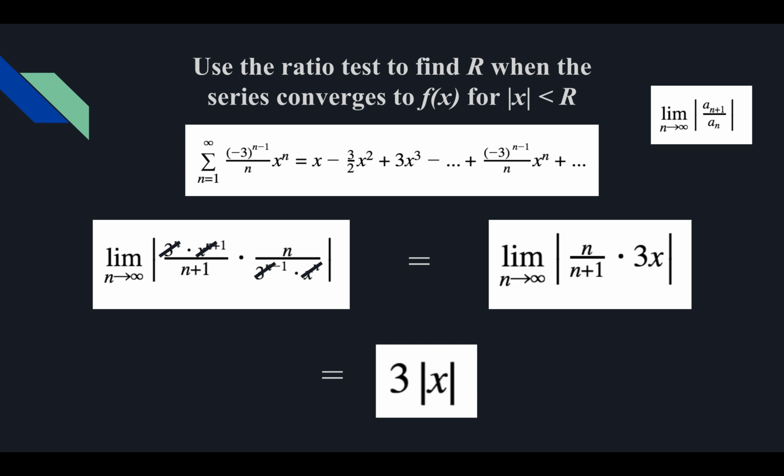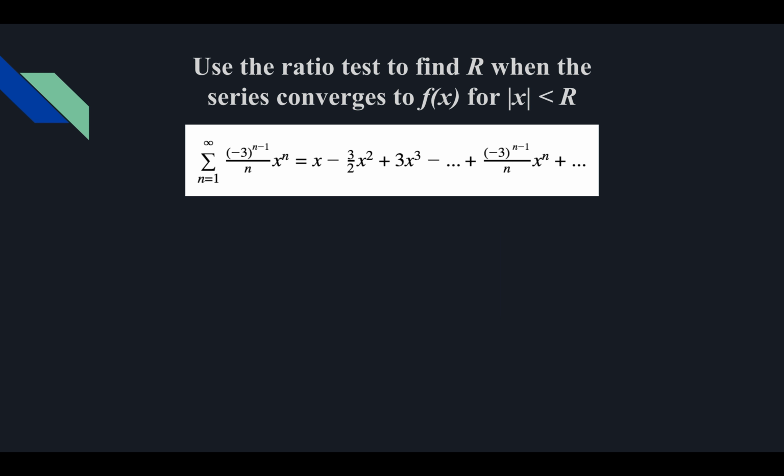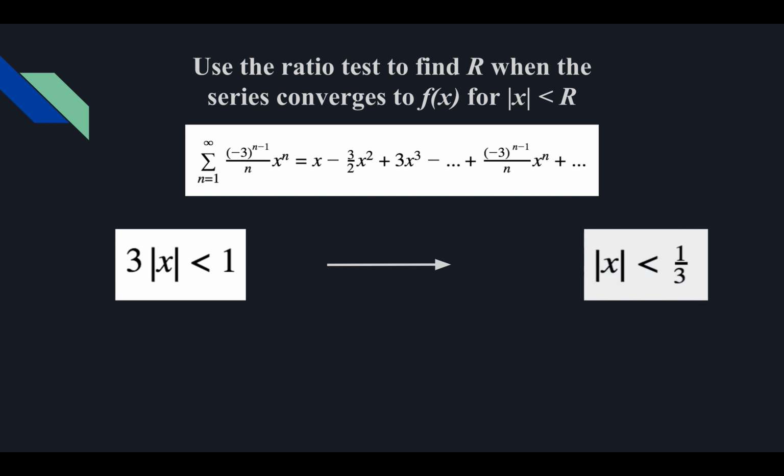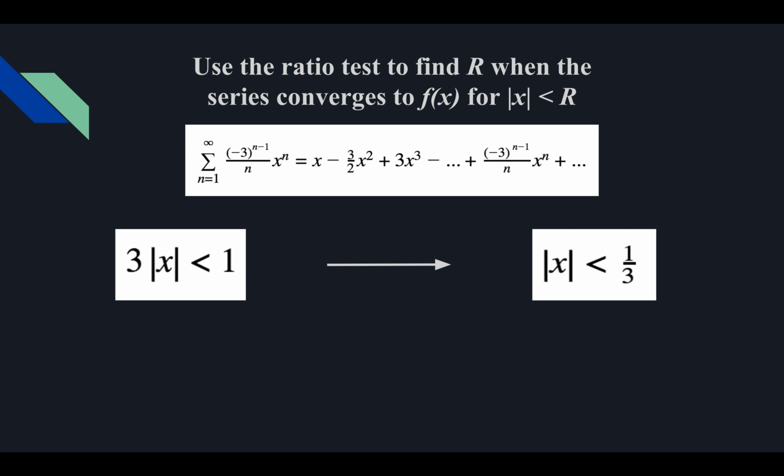The 3 does not have to be in the absolute value bounds because the absolute value of 3 will always be 3. When we use the ratio test, the answer we get for the ratio, in this case 3x, has to be less than 1 in order for the series to converge. So we set 3x to be less than 1, and we divide by 3 on both sides, which gives us the absolute value of x being less than 1/3, and that's in the form here, where the absolute value of x is less than r. So we know that r will be 1/3.